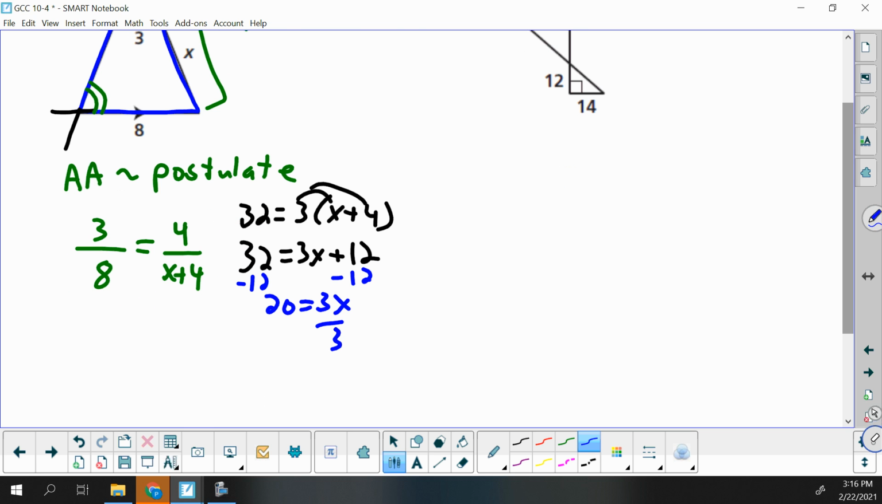And when you divide by 3, in decimal form, that doesn't come out nice. So we want to leave that as the exact value of 20 thirds. By come out nice, I mean it does not terminate.